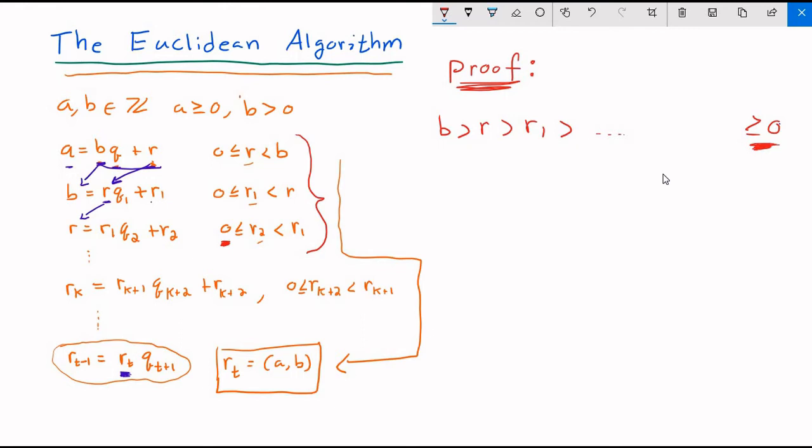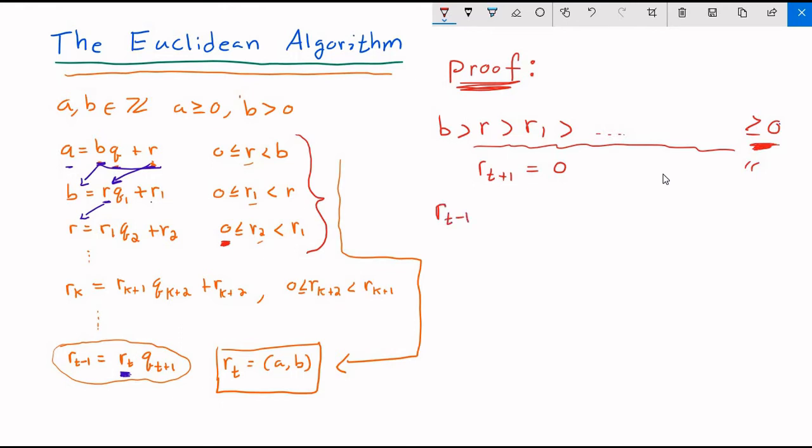And let's call the number that the first time we reach 0 going down this list, we'll say that r sub t plus 1, we'll say that this is 0. And this will be the first time we encounter 0 in this list of remainders here. So what does that mean?